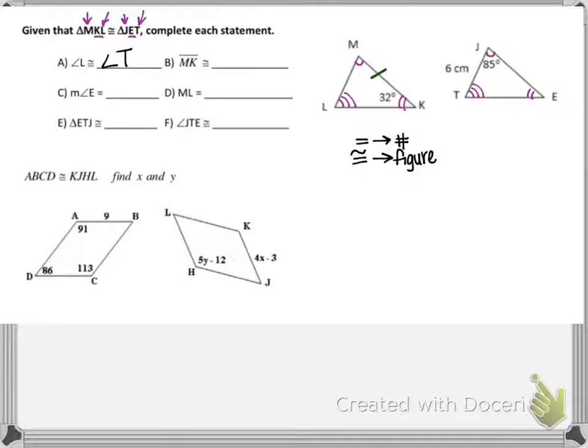MK is right here, so that's going to match up over here with JE. Since I have a congruent symbol, I want a figure, JE. MK is going to be congruent to JE. Over here on this next one, it says the measure of angle E is equal to something. So I'm going to look at angle E. Angle E is congruent to angle K. Since angle K is 32 degrees, that means that angle E is 32 degrees.